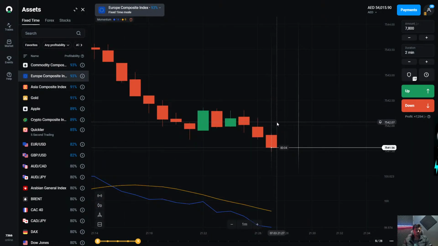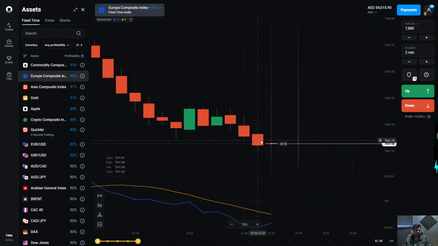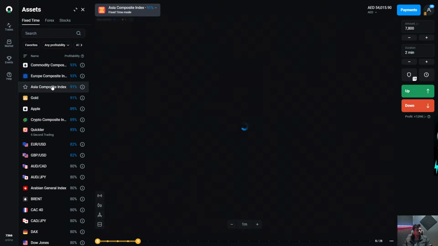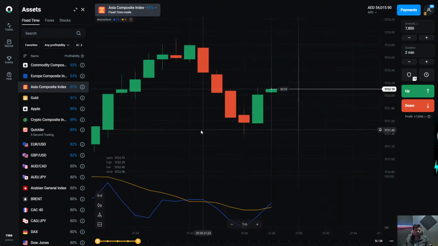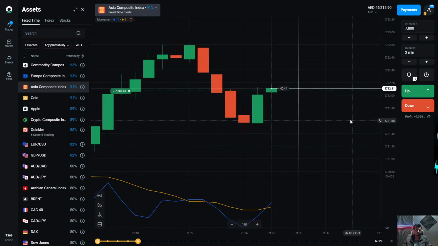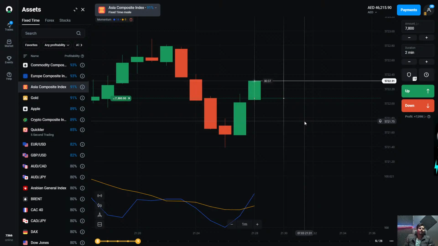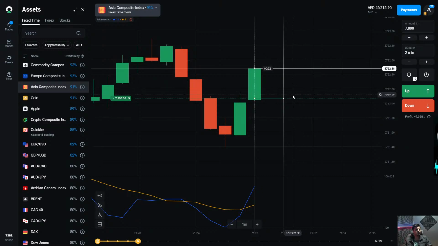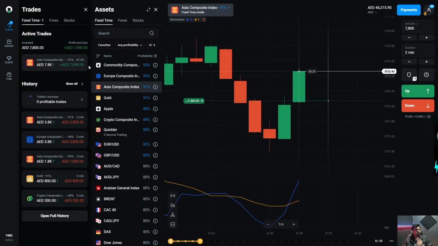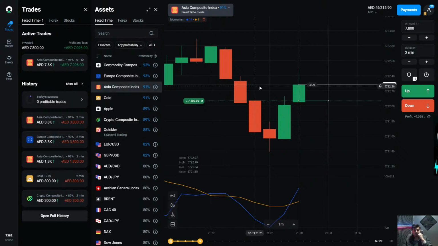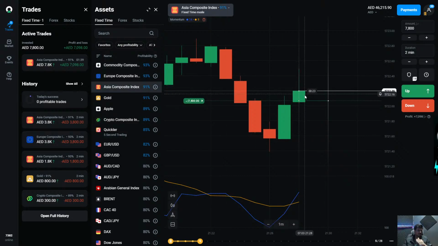It's still going downward. 3, 2, 1. It can go upward again. So we have only 2 minutes, and let's check our active trade here. It's going into profit now. If it doesn't come back to the downward so much, it has to remain in the upward direction.